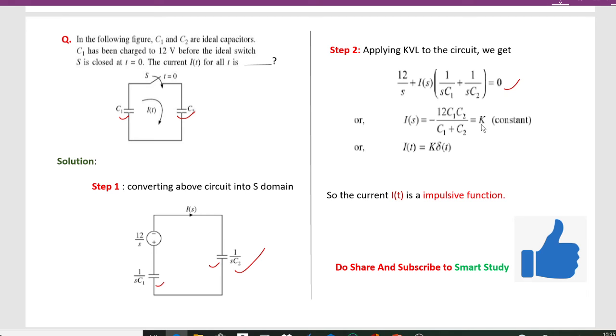Let us assume this constant value is k. Right now this is in the S domain, and if we convert it into the time domain, we can write i(t) equals k times delta(t). It means the current i(t) is an impulse function. So from this you can conclude that the current i(t) for all t is an impulse function.